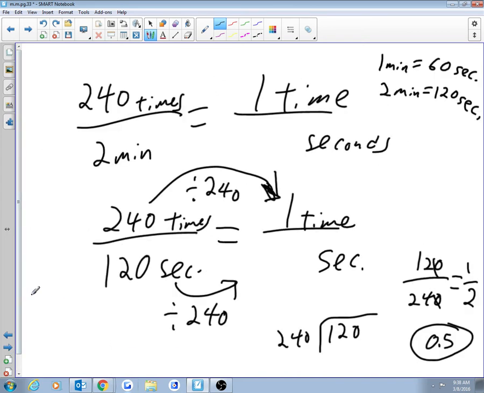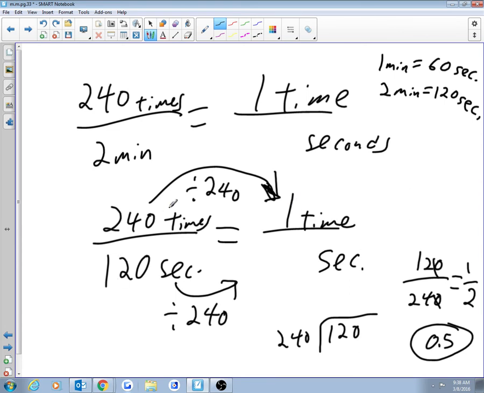Number 4, we got a strobe light that blinks 240 times in 2 minutes. We want to know how many seconds it takes to blink 1 time. So if we have seconds down here, we've got to have seconds down here. So 120 seconds is equal to 2 minutes. 1 minute is 60 seconds. 2 minutes is 120 seconds. So 120. So to get to 1 time here, we divide 240 divided by 240 is 1.